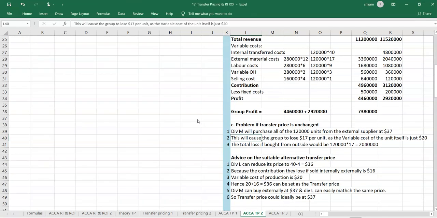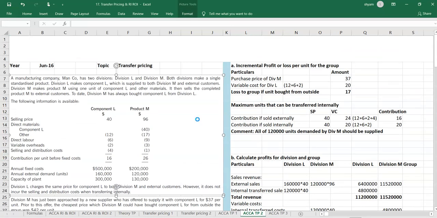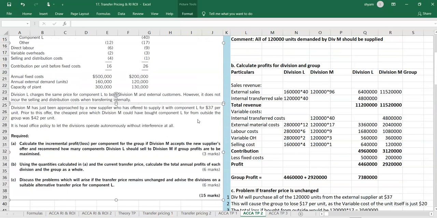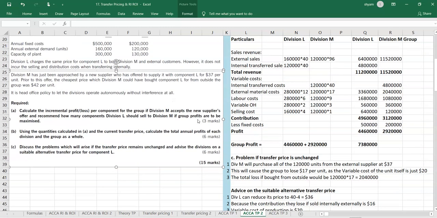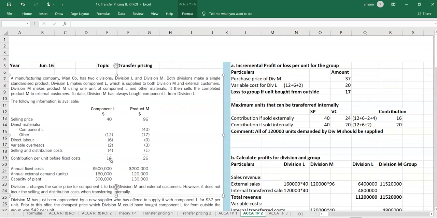So transfer pricing is not easy. It might look easy, but it is very complex. In terms of workings, there are very few. It is not like an ABC problem where you have to keep on working, or very lengthy procedurally, but it is very thinking oriented. That is the problem with this concept.